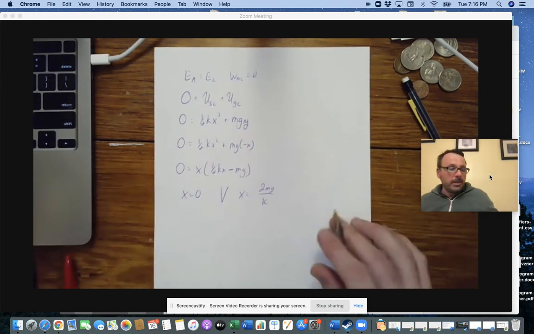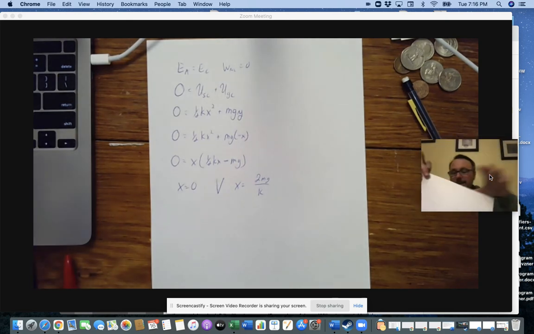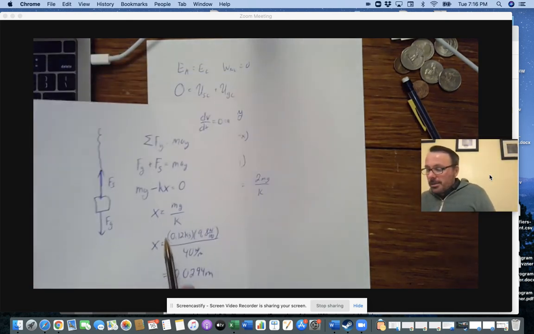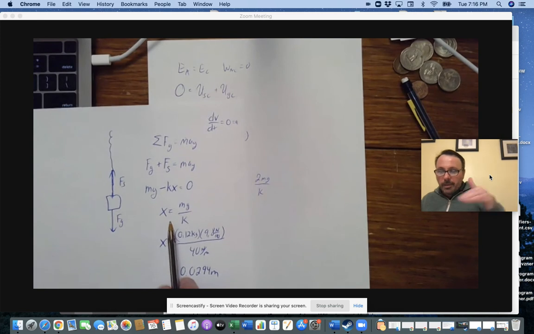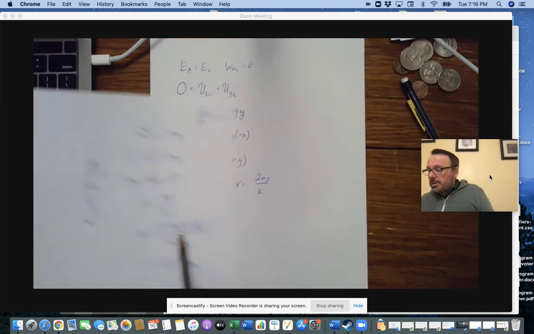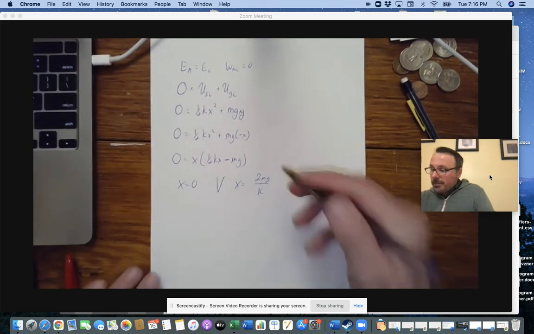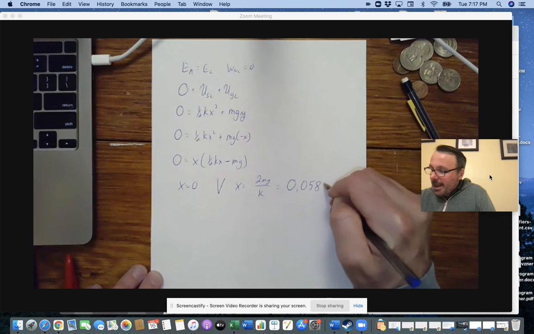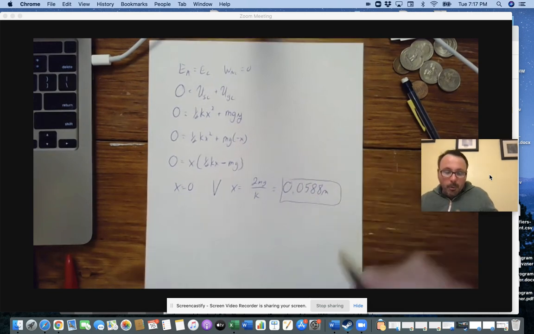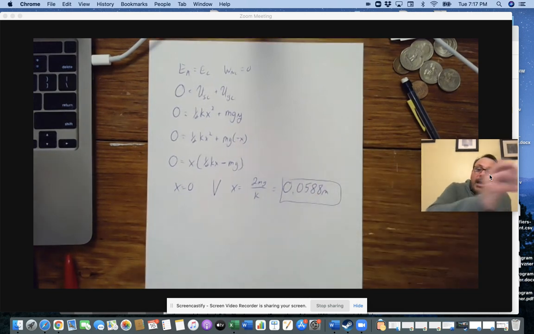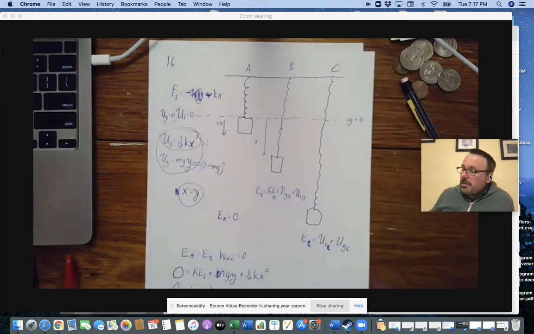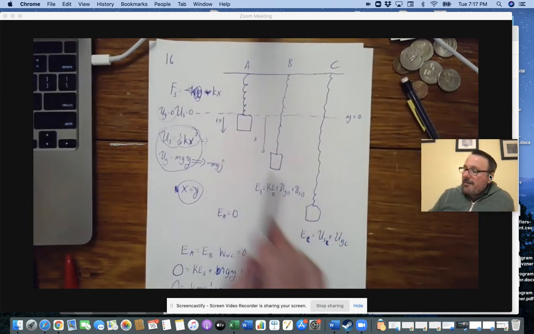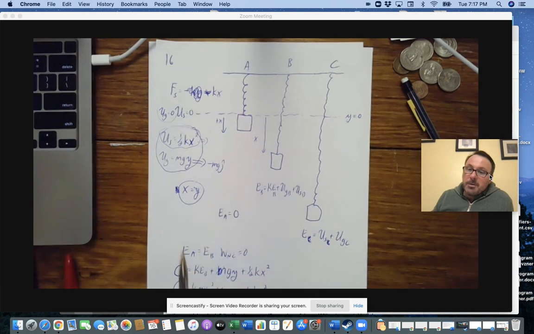That's a familiar looking expression. So if I go back here, oh yeah, look, the position in that middle position was mg over k. Oh, super interesting. This is just double that. So that must be double the original value we found, or 0.0588 meters, which is double 0.0294. Now, hopefully that makes sense to you, that this position here is just halfway between these two positions, right?